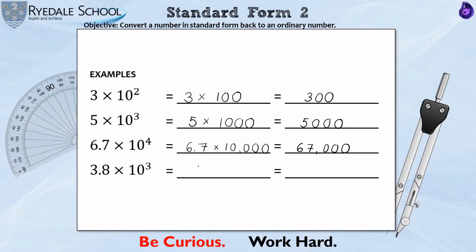Finally, let's finish with 3.8 times 10 to the 3. 3.8 times 10 to the 3, well, 10 to the 3 we've already done, it's 1,000. So that 3.8 times 1,000, moving it 3 places, is 3,800.